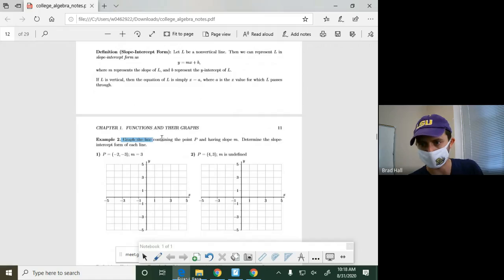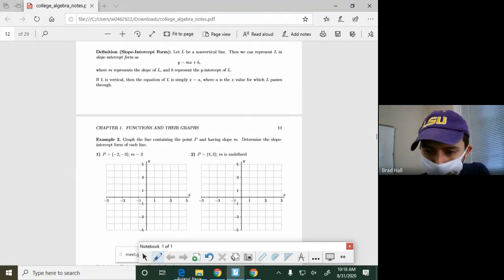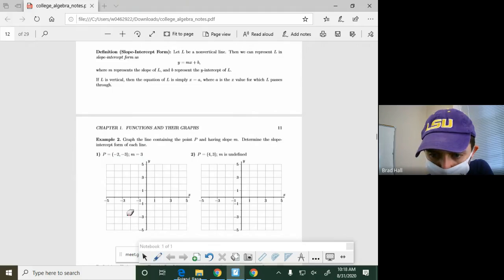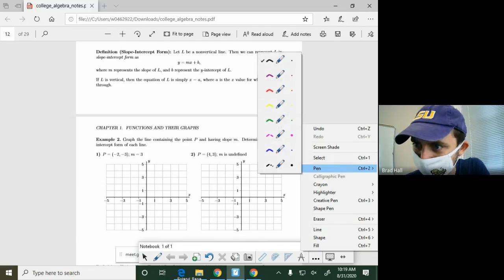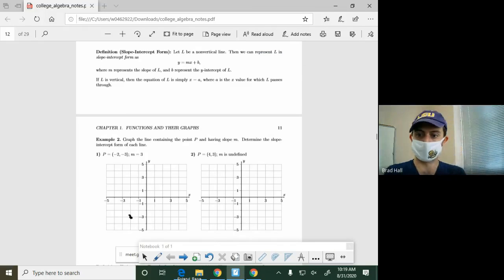Cool. So graph the line having a point and a slope, and then determine the equation. All right. So example 1 here. They give us a point and a slope. So let's go ahead and plot the point, because that's pretty easy. The point is (-2, -3). Go to the left 2 and down 3. And so there's the point. And now it says that the slope is 3. So how do we use that to our advantage?